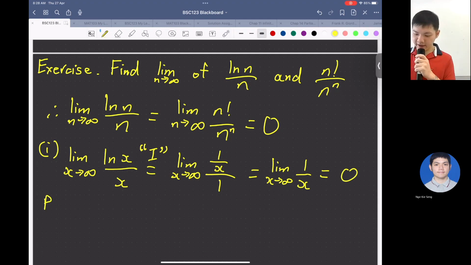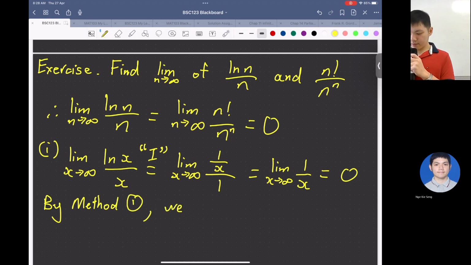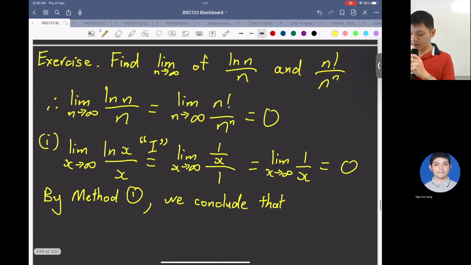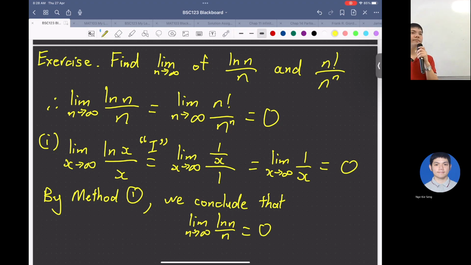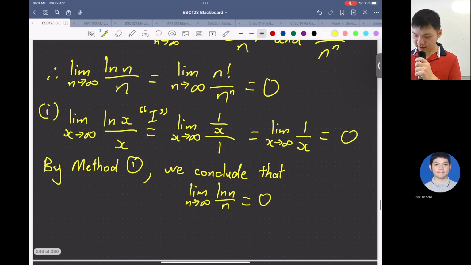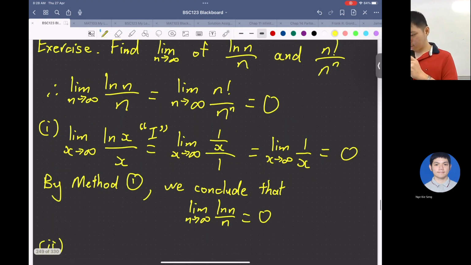So by method 1 just now, we conclude that since we found the continuous limit of this function, the discrete limit is also 0. Is this how you solve it? Okay, so how about the second one? How do you solve this?